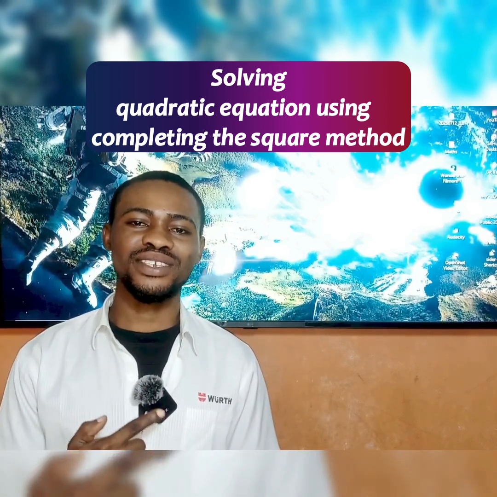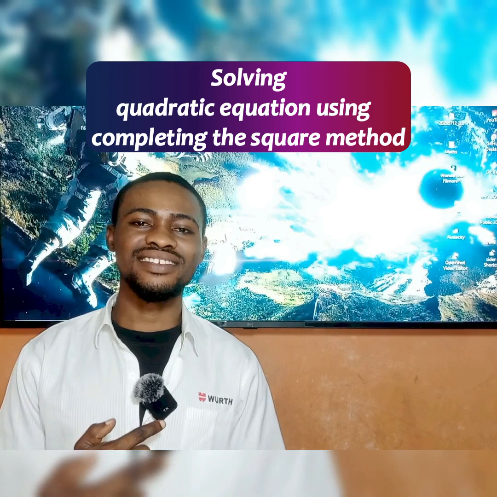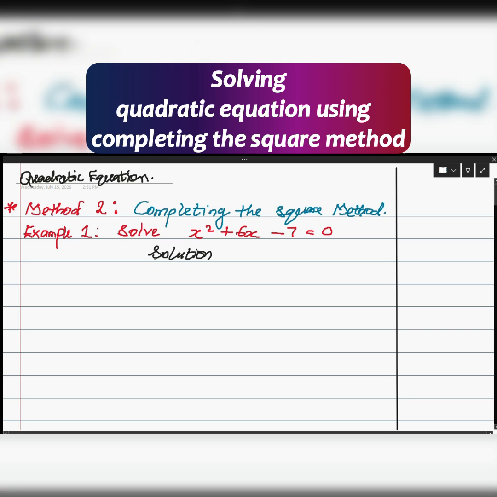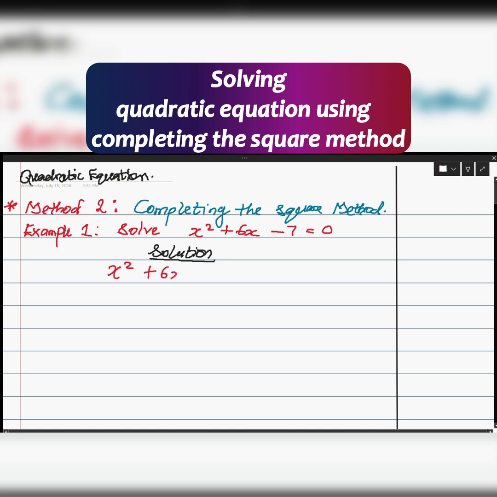How can we solve this question in a very easy and simple way? Solve x squared plus 6x minus 7 equals 0. Now let's see how to solve this question. X squared plus 6x minus 7 equals 0.